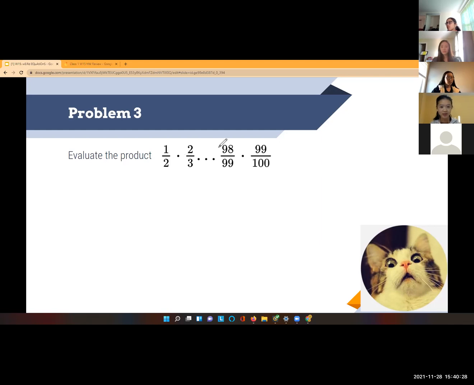If this is a hint, please do not multiply this out by hand. That would not be fun. It would take a long time, and then your hand would fall off, because your hand would be so tired. So the hint is to look for patterns, or maybe look for stuff that can cancel out, because that might help.